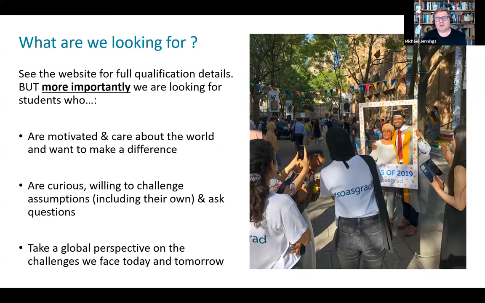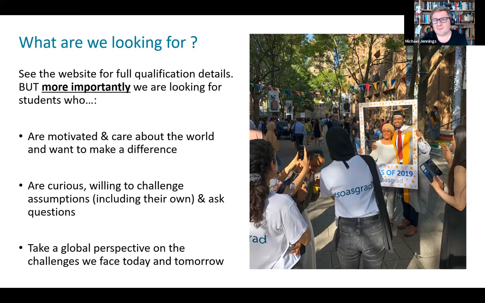So have a look at our website in terms of what we're looking for from an academic perspective. You can see, no matter what your final school exams are, we'll tell you what it is we're looking for. But I think more importantly than that, what characterizes a SOAS development studies student are people who are motivated, who care about the state of the world and finding their place in addressing the global challenges we collectively face. People who are curious, who are willing to think about new ideas and to have their current views challenged, to maybe change some of the assumptions that they have previously held on the basis of the knowledge and thinking that they're doing. And who take a global perspective rather than a national or even a regional one on the challenges that we face today and tomorrow.